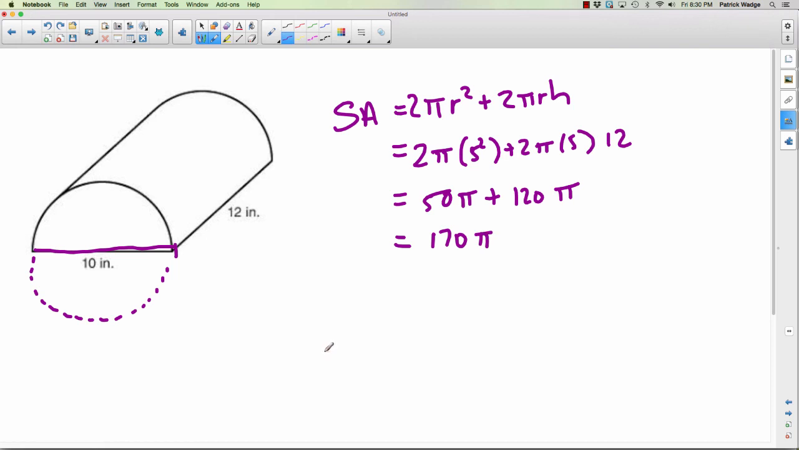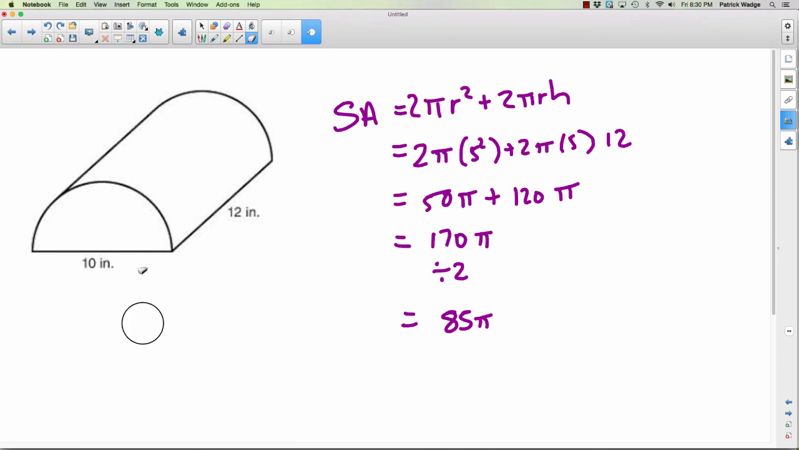All right, great. But that's for the whole cylinder. We don't have a whole cylinder. We have half a cylinder. So we should take that answer and divide it by 2, and we get 85 pi. So is that our answer? No. Can you figure out why that's not the answer? I'll give you a hint.